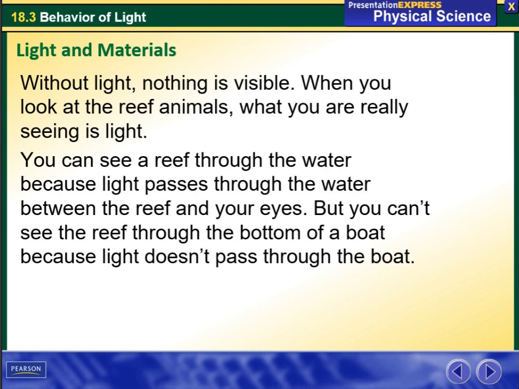Without light, nothing is visible. When you look at the reef animals, what you are really seeing is light. You can see a reef through the water because light passes through the water between the reef and your eyes. But you can't see the reef through the bottom of a boat because technically light doesn't pass through the boat.